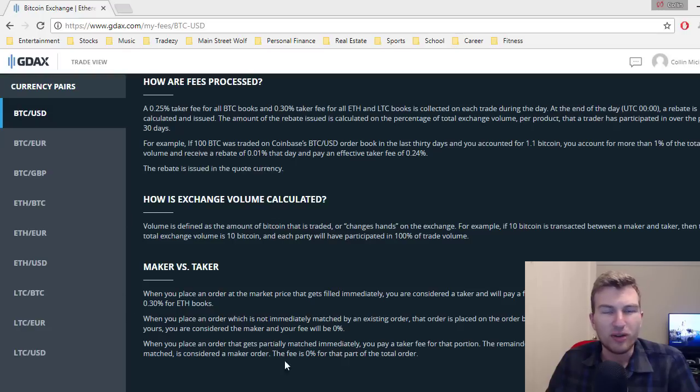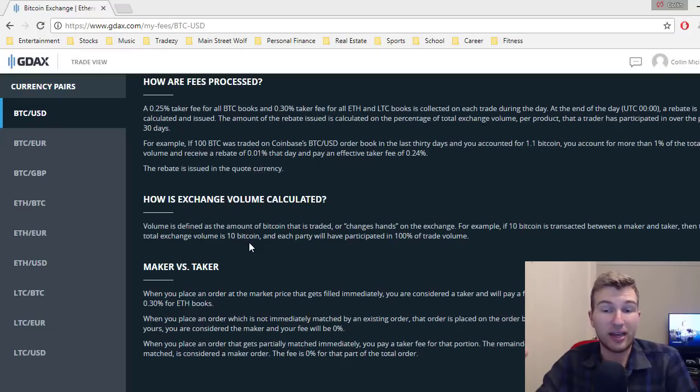So this part right here within the gdax fee portion is really what you need to look at: this whole maker versus taker. You want to be the maker in this case. You're basically a market maker, and you're setting a price and how much cryptocurrency. Let's just use Bitcoin. Let's say you want to buy one Bitcoin for $2,600. You put in an order, and your order is sitting out there waiting for someone to take that order via the taker.